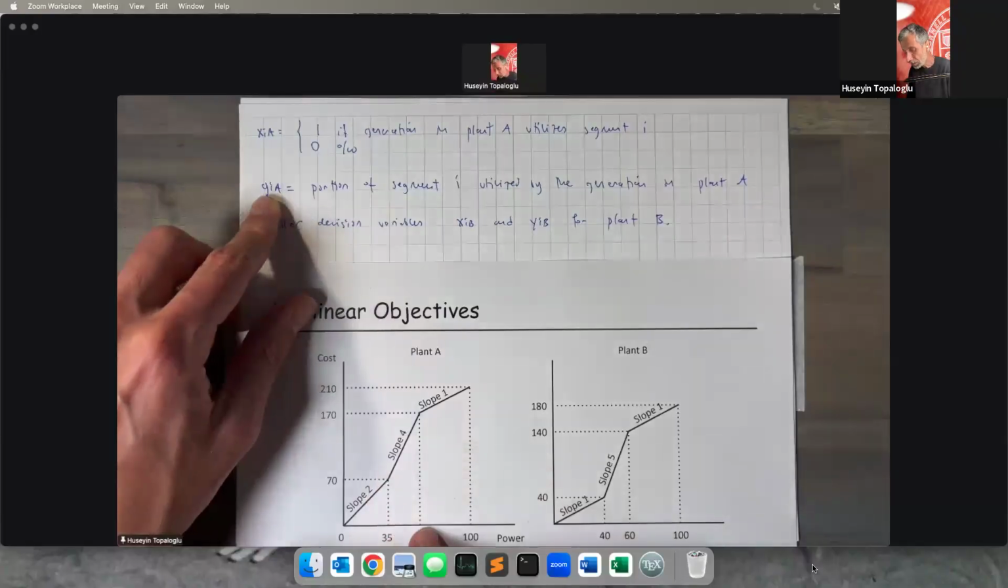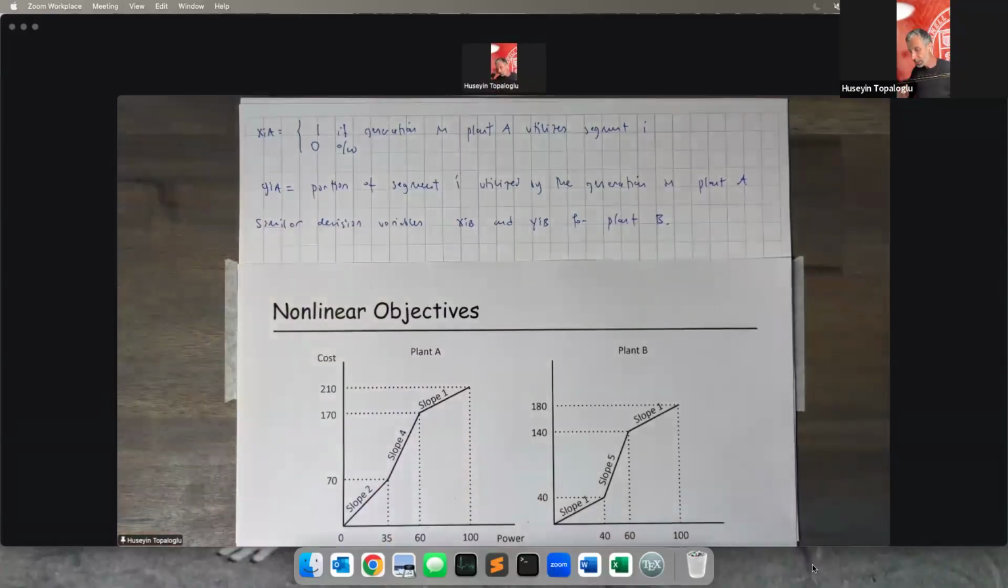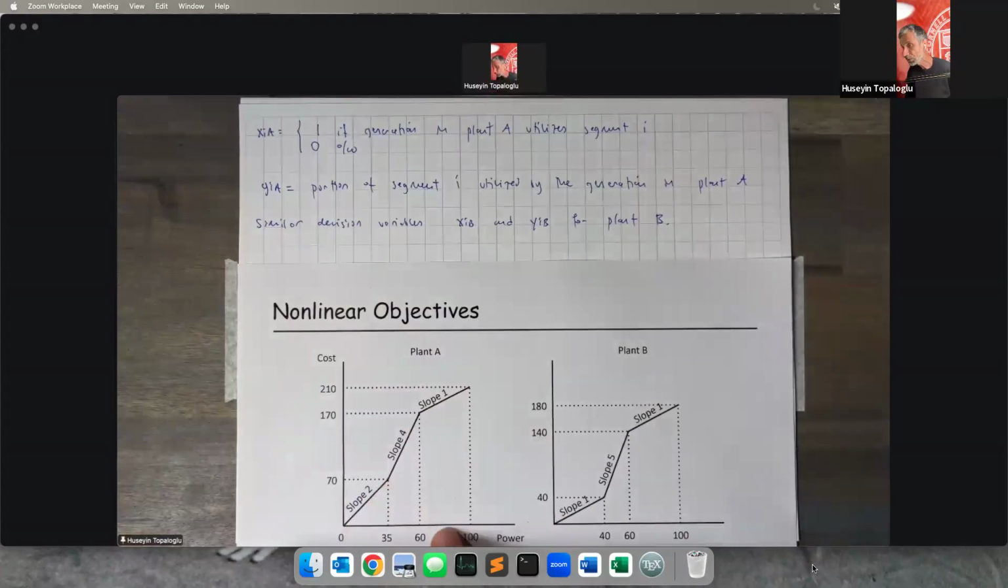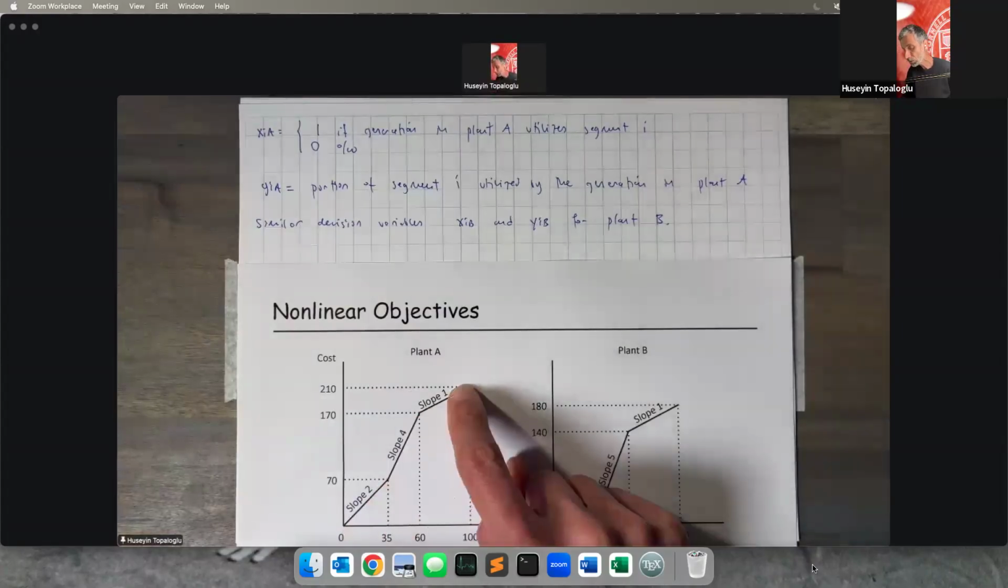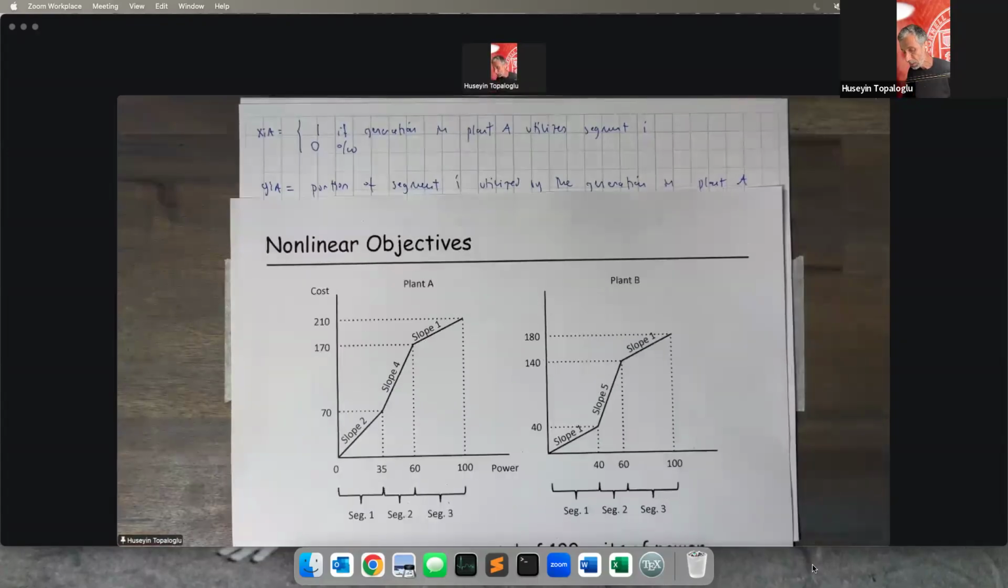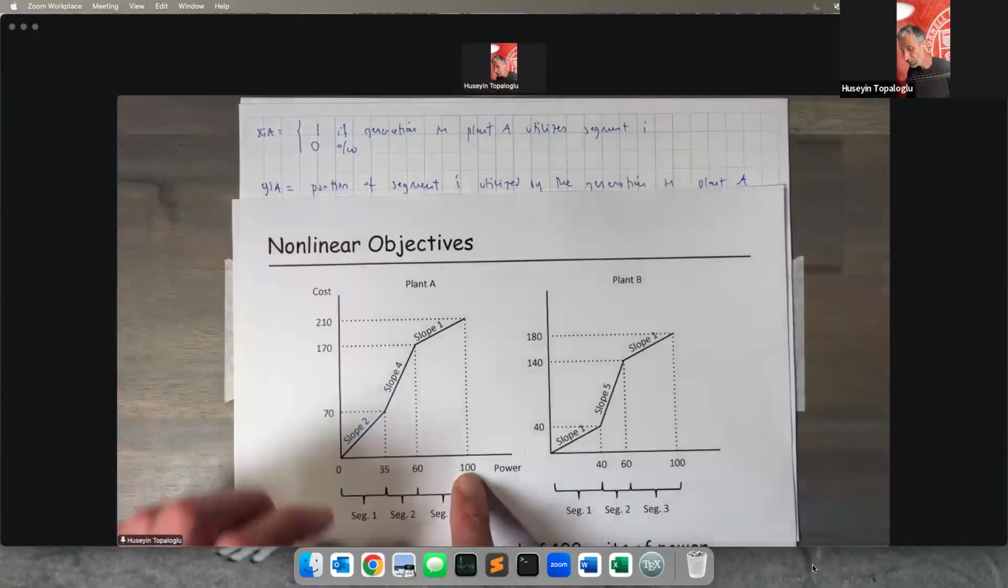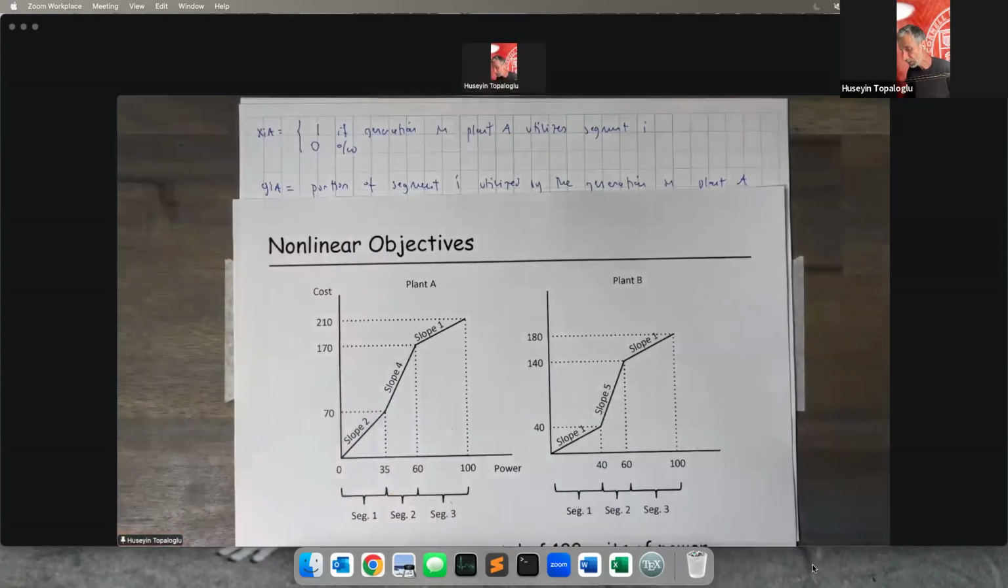YIA is the amount of segment I that I utilize in plant A. For each unit of segment 1 that I utilize in plant A, I'm going to incur a cost of $2. For each unit of segment 2, a cost of $4. For each unit of segment 3, a cost of $1. So Y1A, Y2A, and Y3A are the portions of each of these segments that I utilize in plant A.